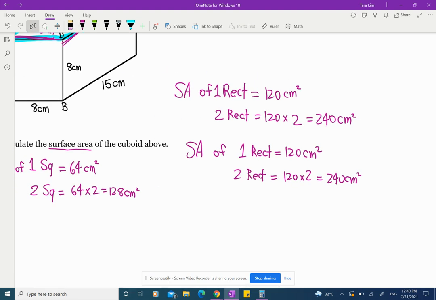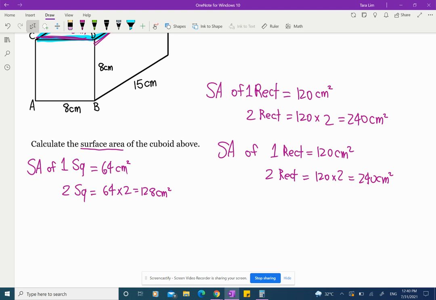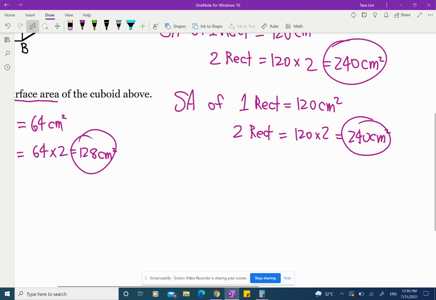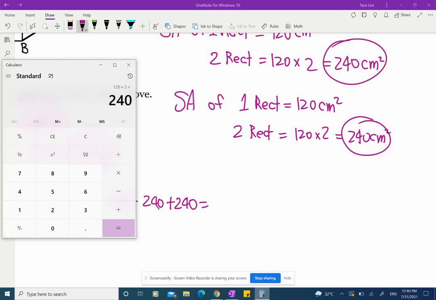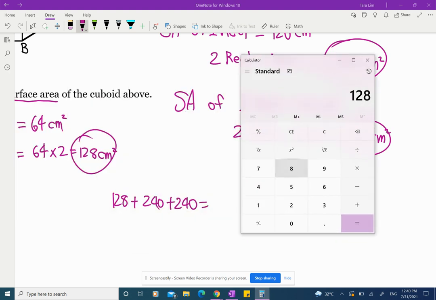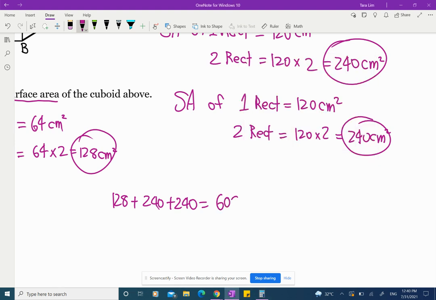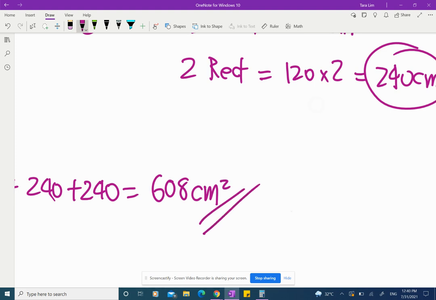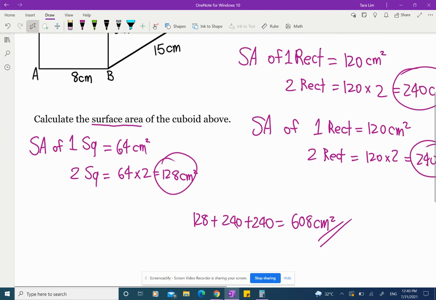So now we have the last step. Do you see that I circled all of these? I want you to add them all together. So 128 plus 240 plus 240. That gives us 608 cm squared. That is the total surface area of the cuboid above.